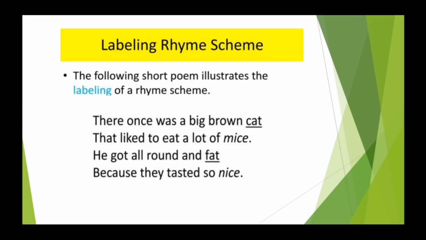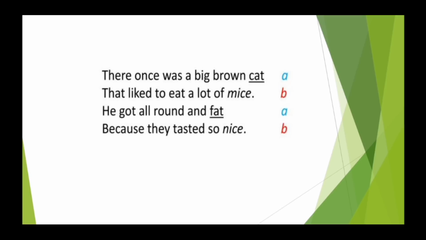Line 3 ends with fat, which rhymes with cat, so it is also an A. The second rhyme sound comes at the end of the second line, mice. As the second rhyme sound, it is called B. So are any other following lines that rhyme with it, such as nice in line 4. So let's see what the rhyme scheme of this poem is. A, B, A, B. So the rhyme scheme will be A, B, A, B. Let's find out in the next poem.